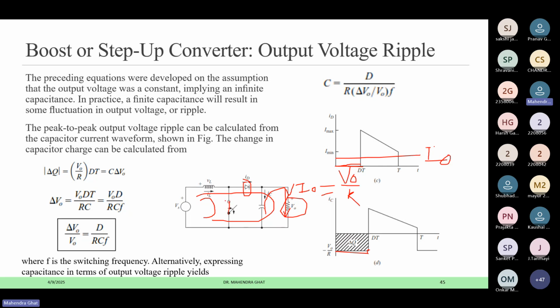Now when the switch is open, what is happening? The source and inductor are supplying the current, but the total current will not be given to the output. In that case, some current will flow to charge the capacitor, and the remaining current will flow, which is equal to IO. So this much current only we require to flow through the load.